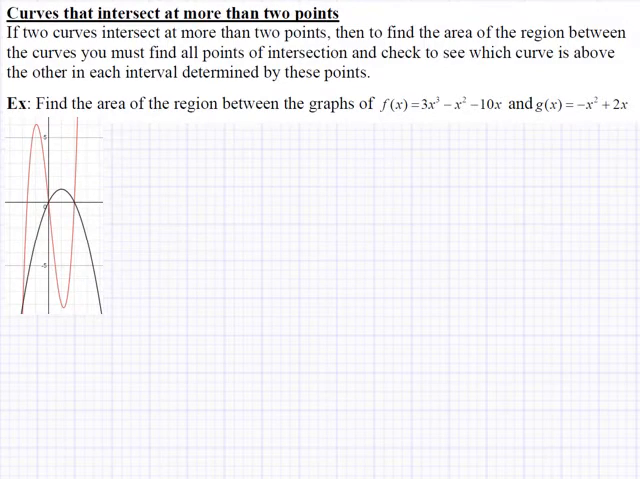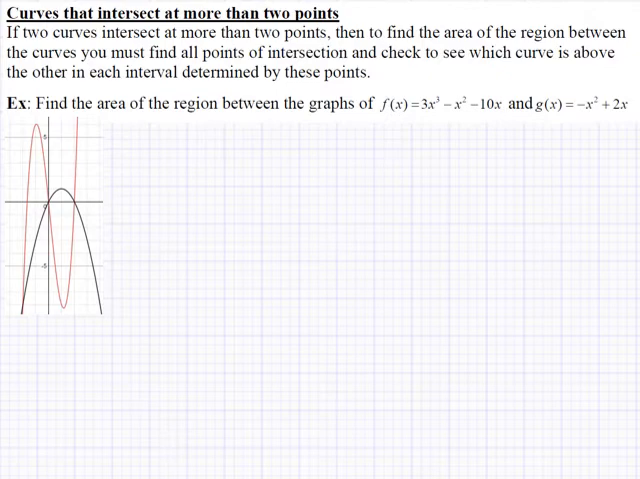Now we're going to step it up one more time. We're going to look at curves that intersect at more than 2 points and therefore bound multiple areas. And so here's an example of two functions that intersect 3 times, and they bound 2 areas. And we want to find the sum total of both of those areas combined.